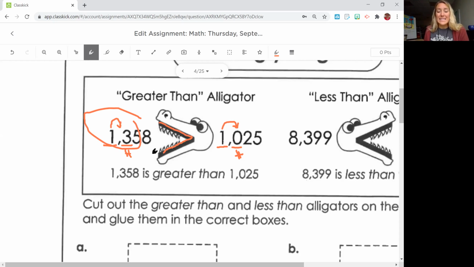Now, when we read this out, remember the greater than sign always points to the left. We read it as 1,358 is greater than 1,025. Now let's move on to the less than symbol.